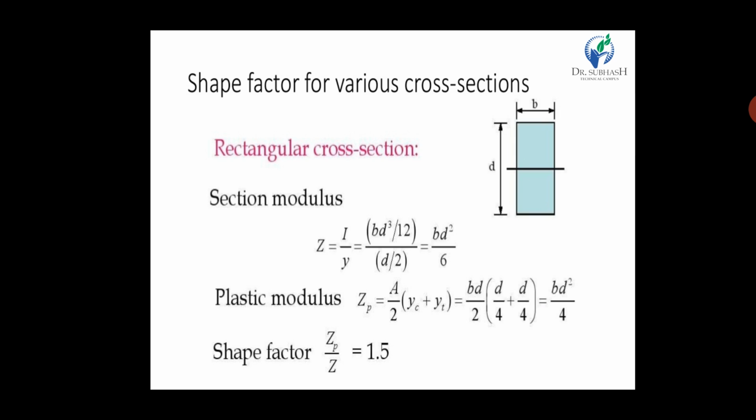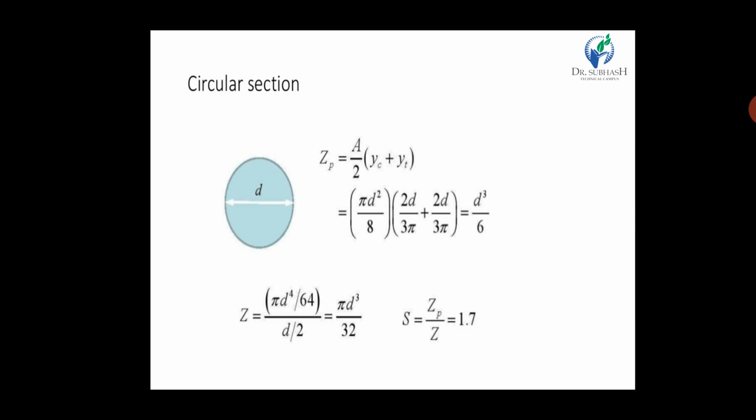Now according to our equation of shape factor, plastic moment divided by yield moment, the shape factor of a rectangular section is 1.5. Likewise, for any circular section you can find the shape factor. The second example will be the circular section.